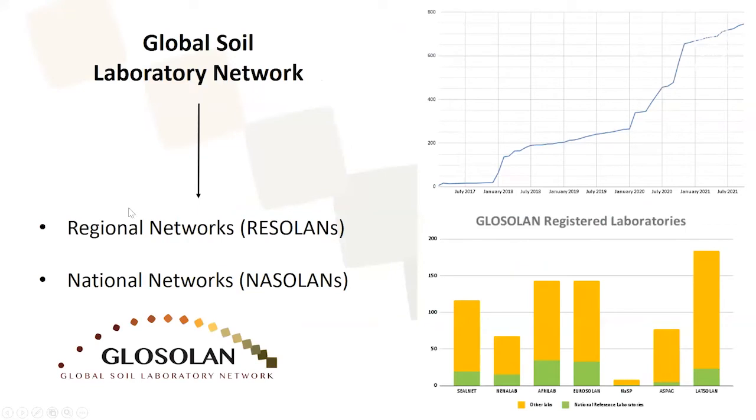The network is structured in regional and national soil laboratory networks in order to better downscale the activities of the network. And as you can see in the bottom right corner of your screen, these regional networks have been established and now have quite a high number of labs registered in them. So we have SILNET, the regional soil laboratory network for Asia, NINALAB for Near East and North Africa, AfriLab, that is the regional soil laboratory network for African countries, EUROSOLAN, grouping together labs operating in Europe and Eurasia. Then we have ASPAC for the Pacific, and LATSOLAN is the regional soil laboratory network for colleagues operating in Latin America and in the Caribbean.